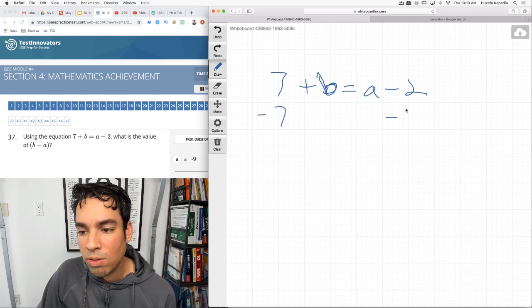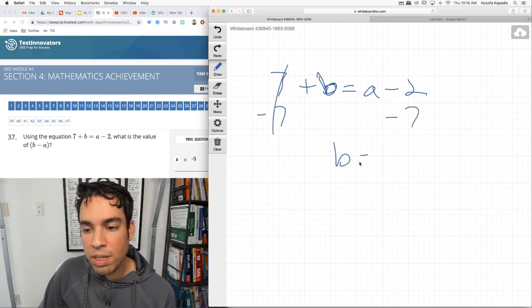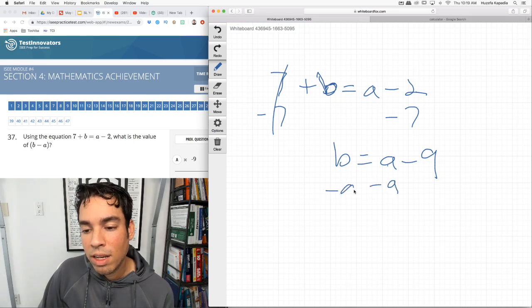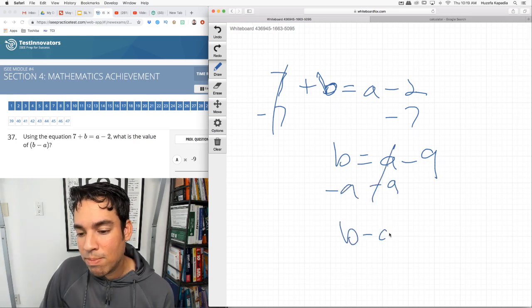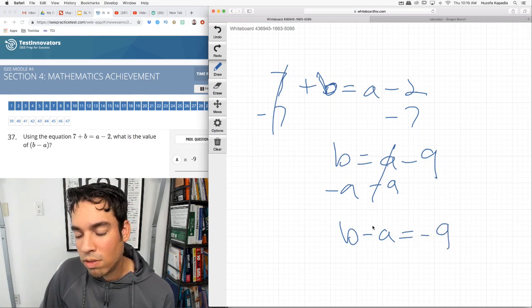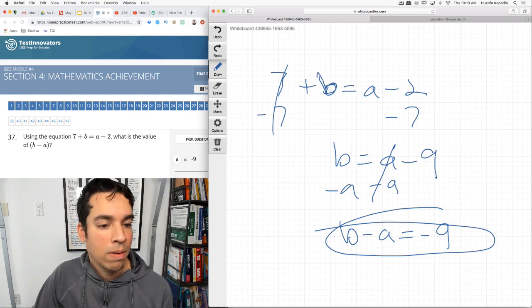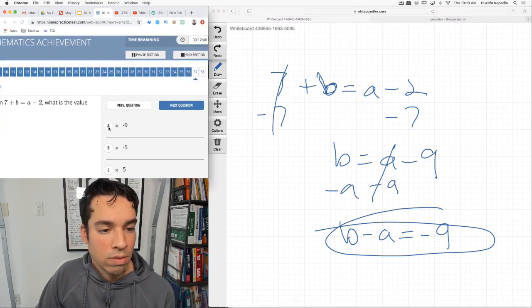So I'm going to first get rid of this 7. Now I have b equals a minus 2 and minus 7 combined, which is minus 9. Let's get the a on this side. So I'm going to subtract a from both sides. And now I have b minus a. I can't combine these because they're not the same variable. Equals minus 9. But guess what? We're done. That's all they wanted. b minus a, what does that equal? Equals minus 9.